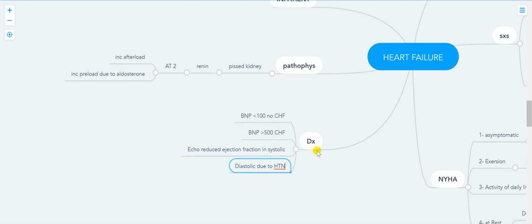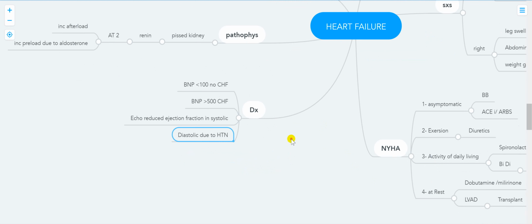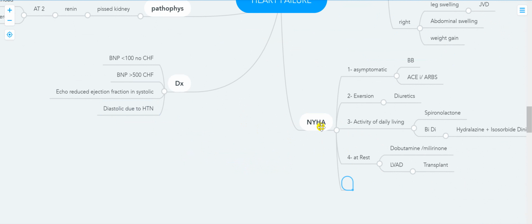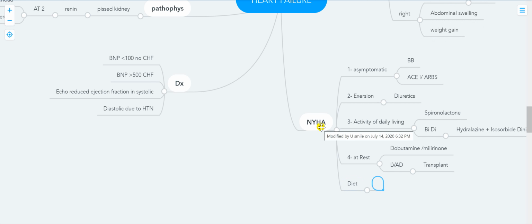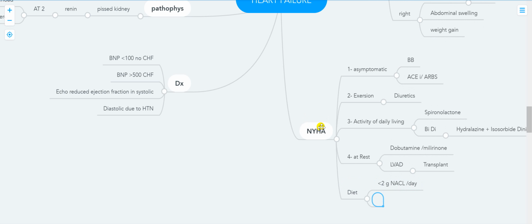So diet is an important thing too. Let's add it to the classification. Let's add a diet. What is the diet for heart failure? What do you want to give them? We want the patient to be on a heart healthy diet, with less than 2 grams of NaCl salt a day, and less than 2 liters of water per day.